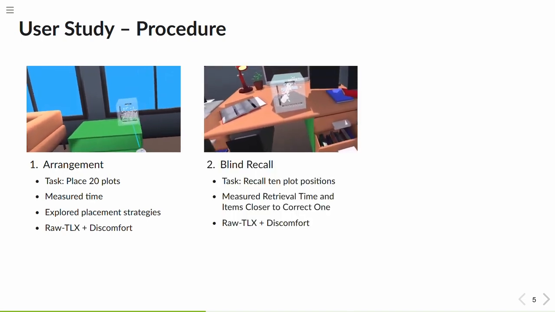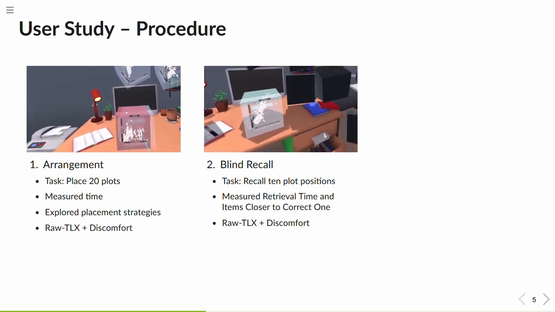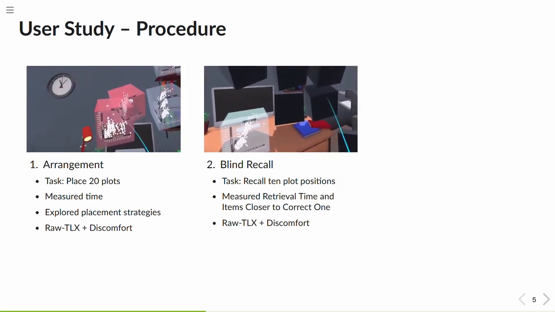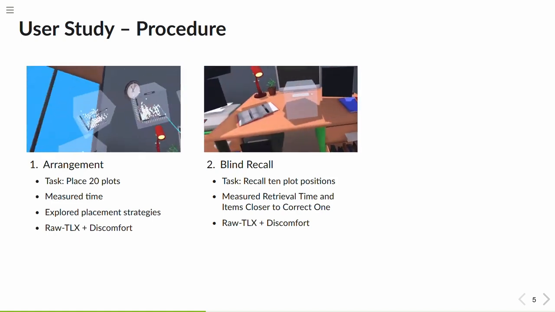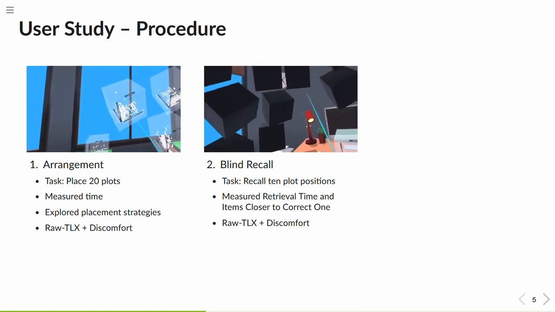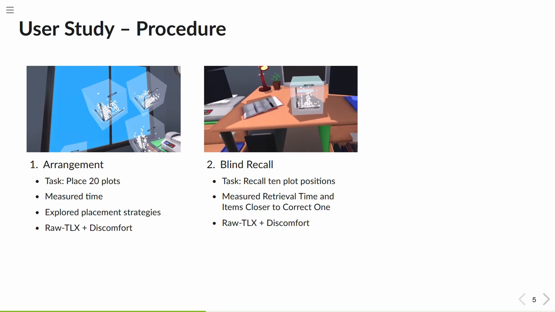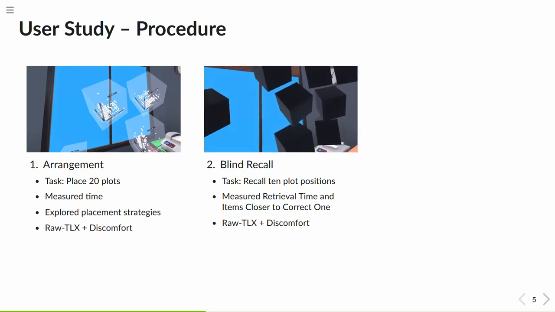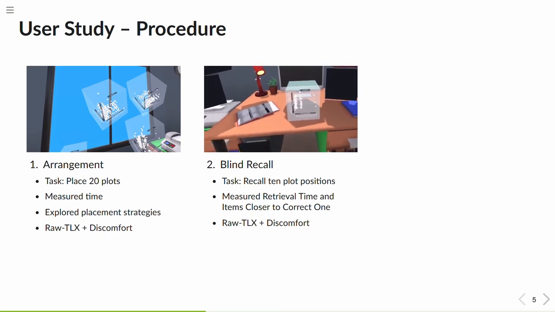When the participants were satisfied with their arrangement, the so-called blind recall phase started. Here the plots were replaced with equally looking black boxes, and the users had to recall 10 plot positions one by one. Here we measured the retrieval time and the items closer to correct one, so the time the participants needed to point and click and how many plots were closer to the searched one.